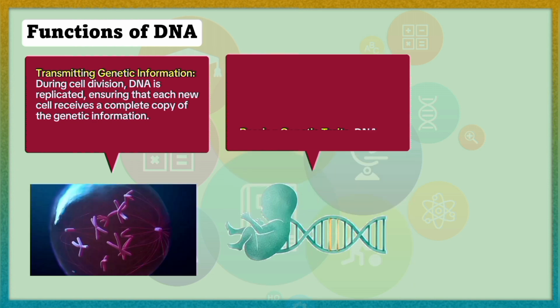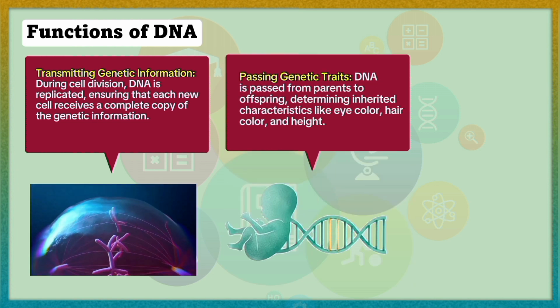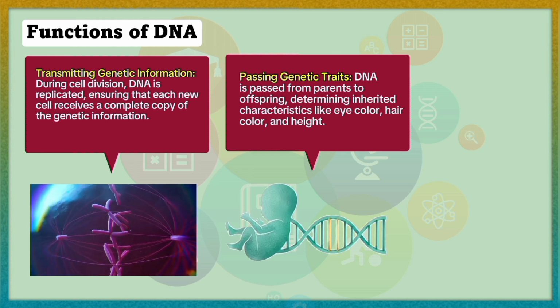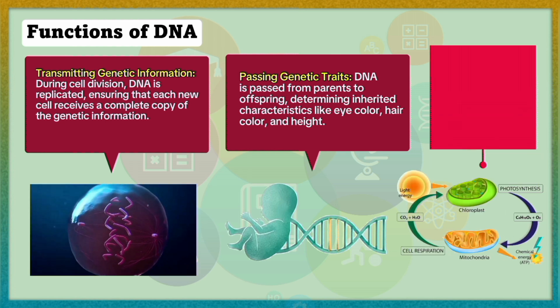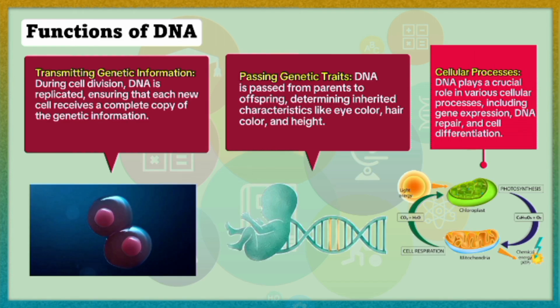DNA is passed from parents to offspring, determining inherited characteristics like eye color, hair color, and height. DNA plays a crucial role in various cellular processes, including gene expression, DNA repair, and cell differentiation.